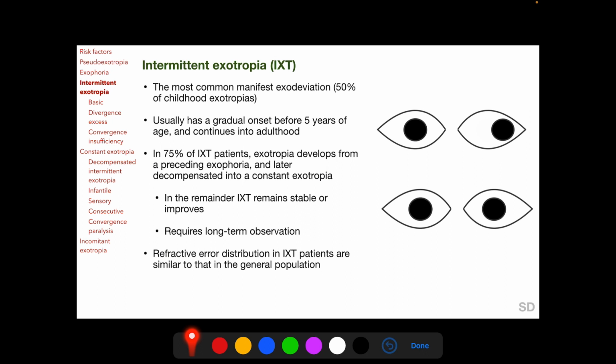In the remainder of the IXT patients, the deviation during the exotropic phase either remains stable or improves spontaneously. Because many patients with IXT can decompensate into a constant exotropia with an associated risk of developing amblyopia, IXT patients require long-term observation. Refractive error distribution in IXT patients is similar to that in the general population.